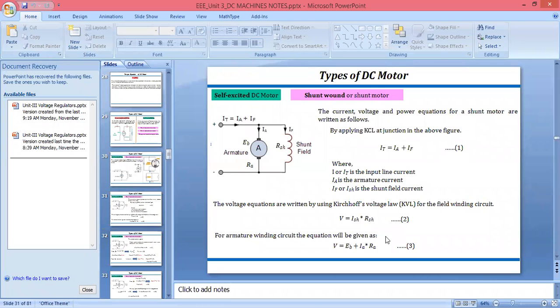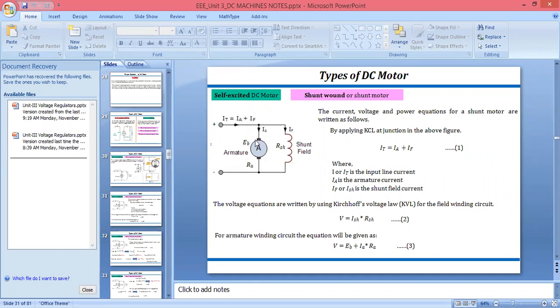What we have done here, we are applying the KVL and you will get the equations for the voltage. That will be EB. This is nothing but back EMF. Then the voltage which will appear across the armature. We know the current flowing through the armature is IA, and the armature resistance we can take as RA. So for the armature winding you will get the equation V equal to EB plus IA RA.